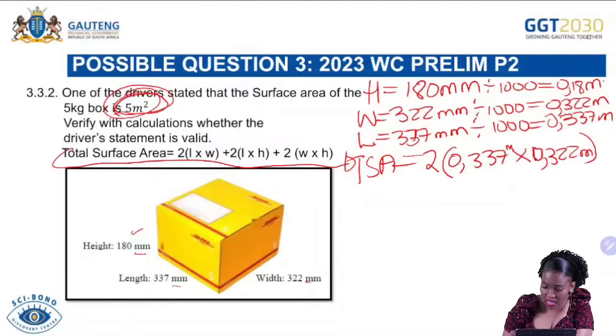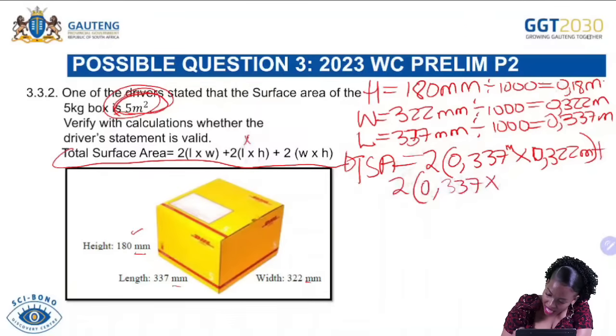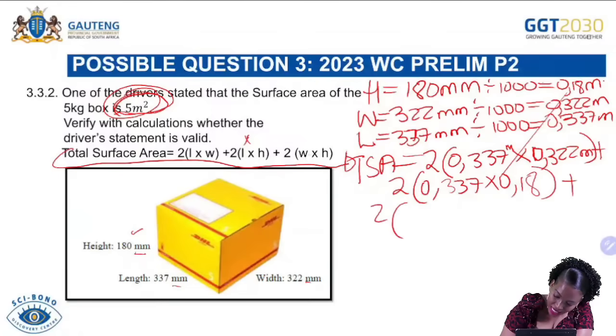The common mistake that you guys make, when you see a multiplication sign, somehow you turn it into an addition sign. I don't know what is that. So you use the signs that are given to you. And then here it is plus 2 into, we are now in the second bracket. What is the length? Again, the length is 0.337 multiplied by the height. The height is 0.18. Close the bracket, and then there's plus 2, the last bracket.